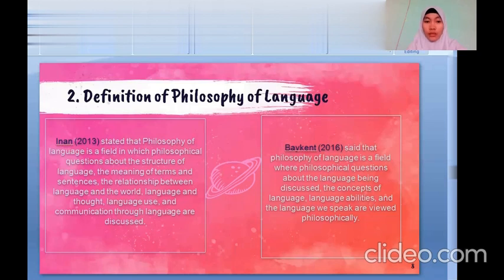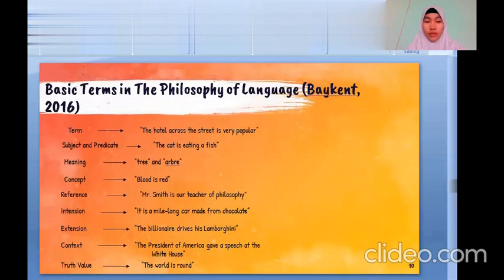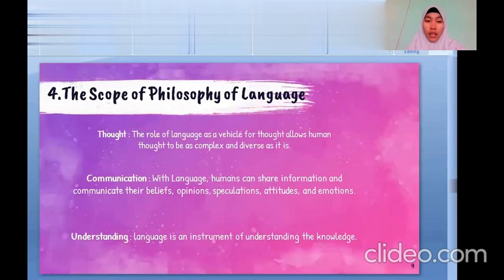Okay, next about the scopes of philosophy of language. There are 3 points in the scopes of philosophy of language. And the first, talk.